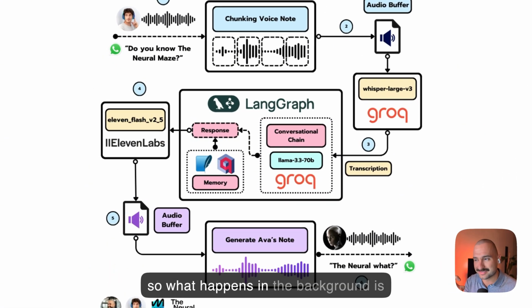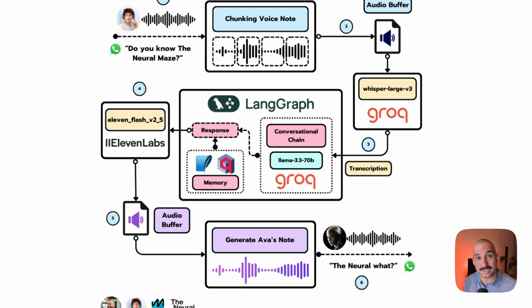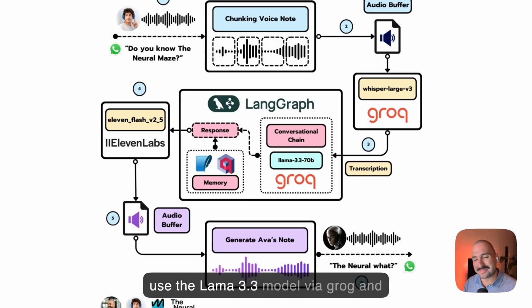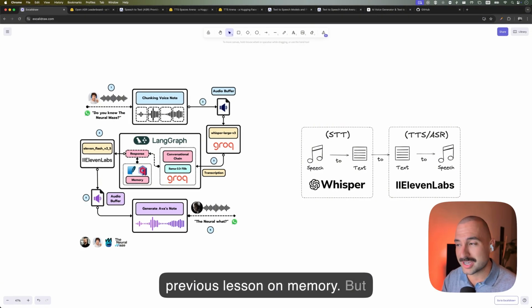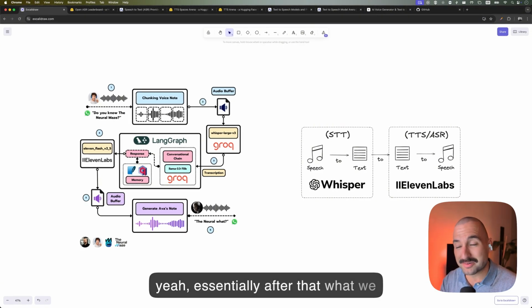Then once we have that transcription, where we have the text message, we process it via our brain, via our LangGraph graph, and we process it essentially as we would process a plain message that you would write in WhatsApp. So to get the response, we use the Llama 3.3 model via Groq, which is something we already covered in lesson 2. If you didn't see that lesson, you should watch that one. And after that, we are enriching the context of the message by checking the long-term memory and the short-term memory. For that as well, check the previous lesson on memory.